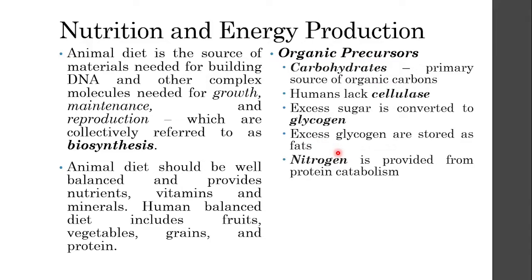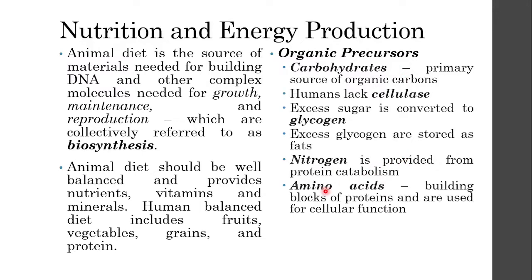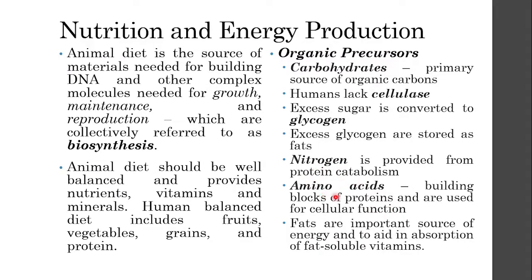Next, we have another precursor, nitrogen. We usually get nitrogen from proteins when we catabolize protein, and it is very important in order for us to build the organic molecules that are important for us to be alive, such as our DNA. And then we also have our amino acids, which are the building blocks of proteins, which we can also get nitrogen from.